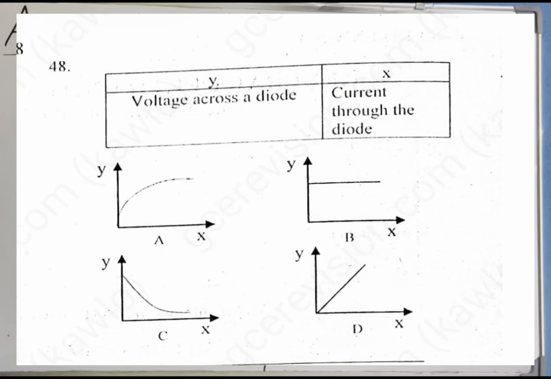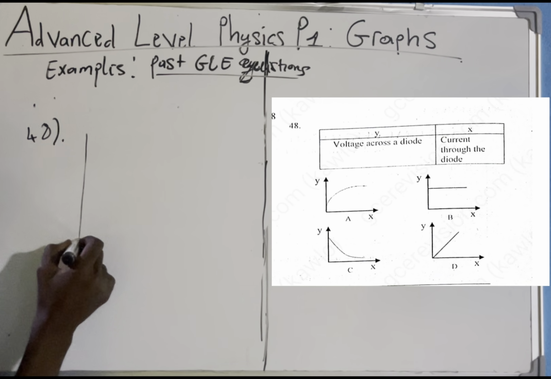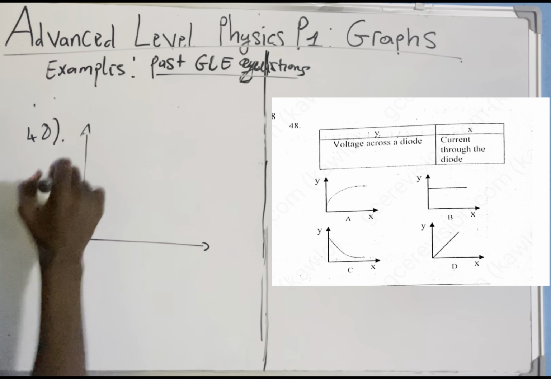Y represents the voltage across a diode, and x the current through the diode. Now here there is not an equation that you can use to describe the curve. No, it is the knowledge behind what a diode is. So if you have a diode, we all know that a diode has what we call a barrier PD.